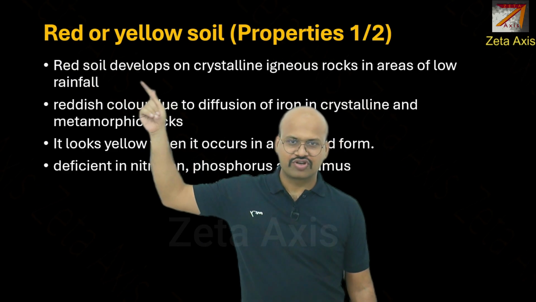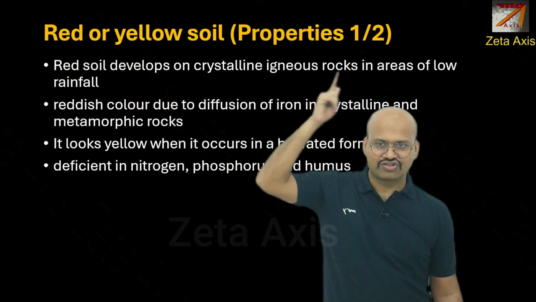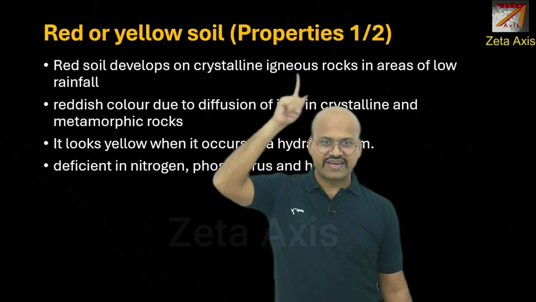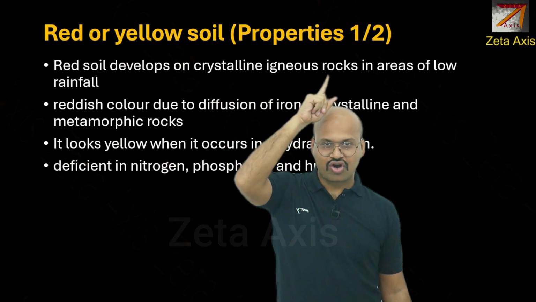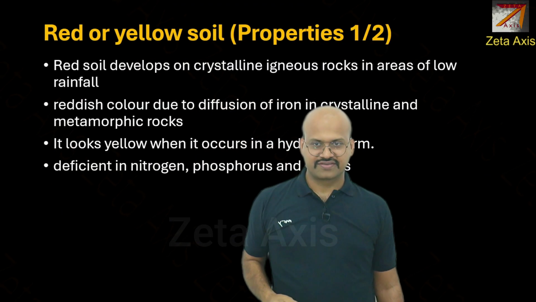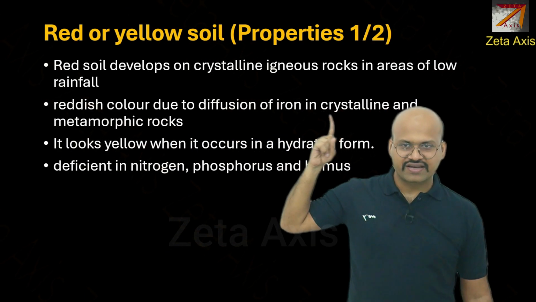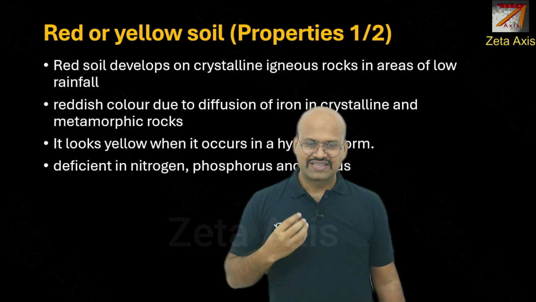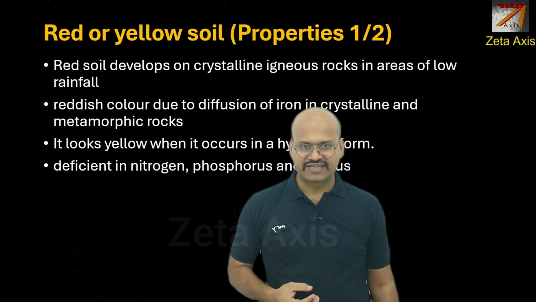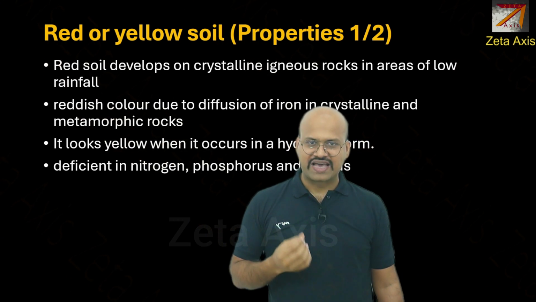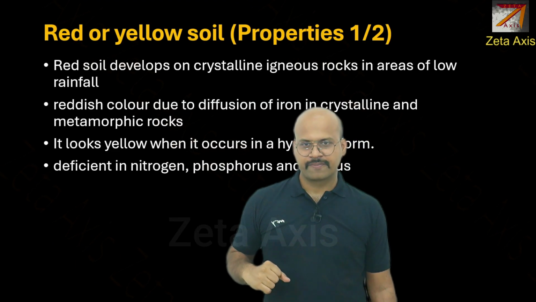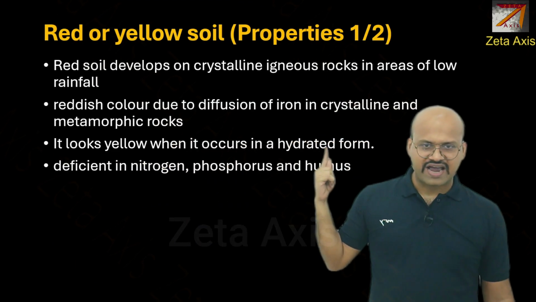So red soil develops on crystalline igneous rocks in areas of low rainfall. Crystalline igneous rocks, so these are the rocks which come from the cratons. Red is colored due to diffusion of iron in crystalline and metamorphic rocks. Because the lava which came from the deeper parts has a higher amount of iron, the iron got diffused in these rocks. It looks yellow when it occurs in a hydrated form.